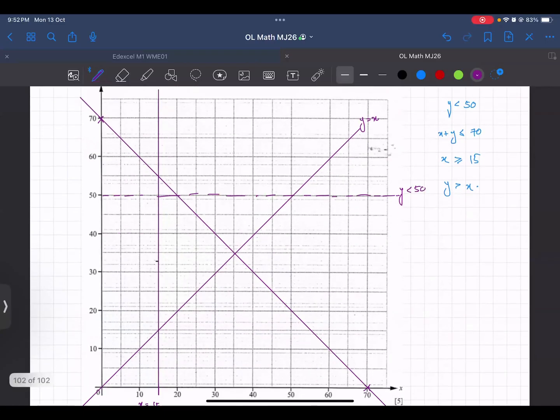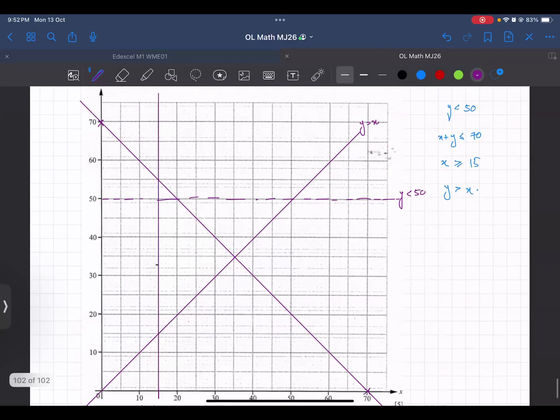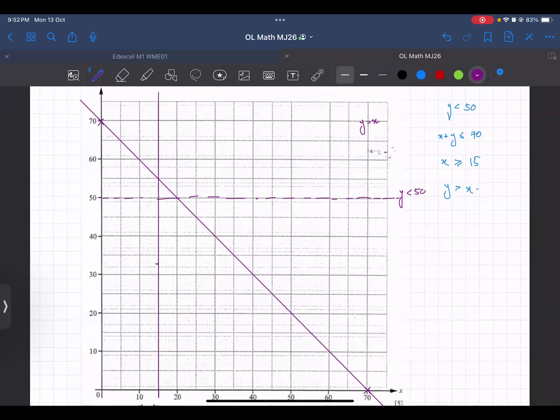And this would be, okay, there are 2 dotted lines. This one would be a dotted line. Y is equal to x would be a dotted line.